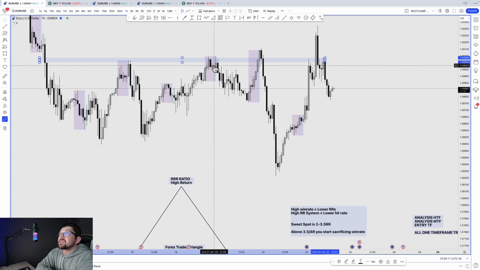Support and resistance, same thing. I would probably intraday / swing, but I could probably come down, half hour entries, 15-minute entries.